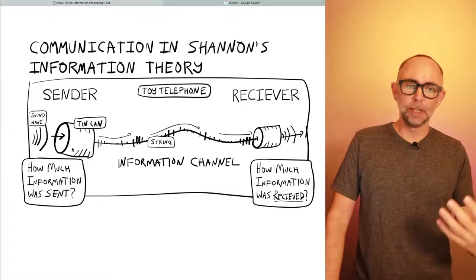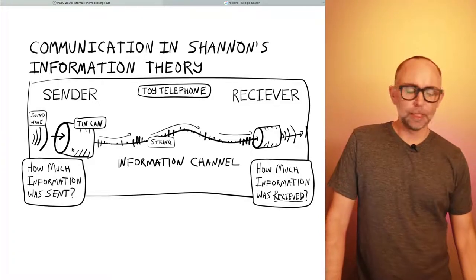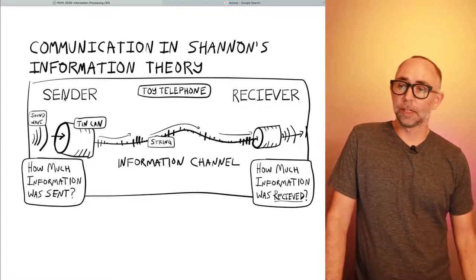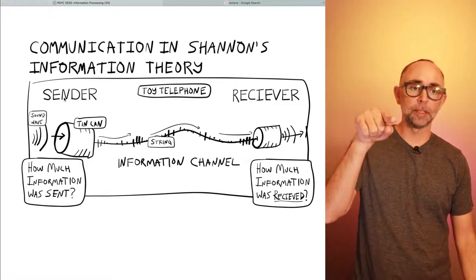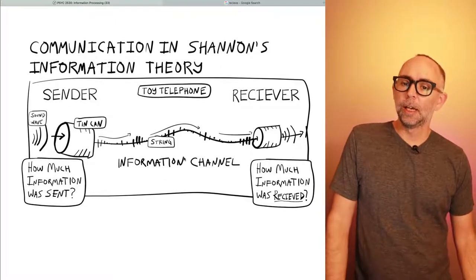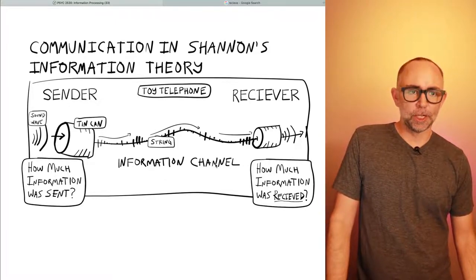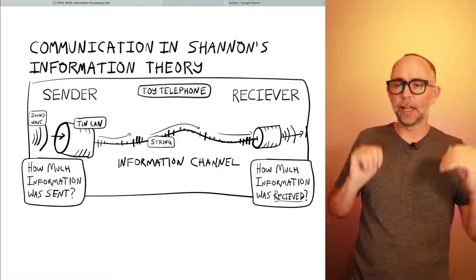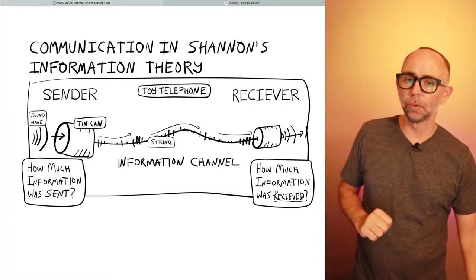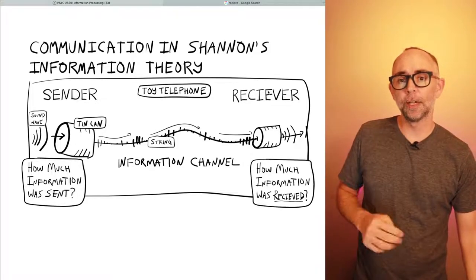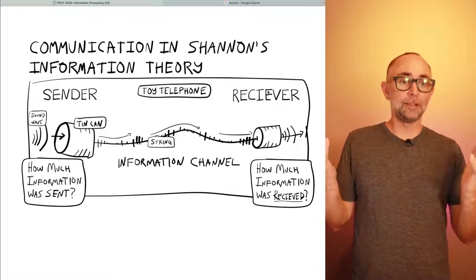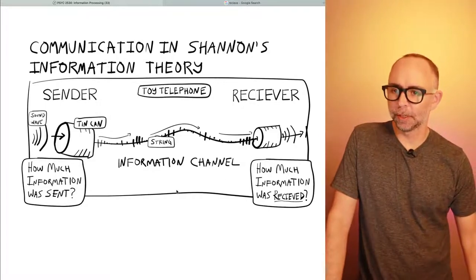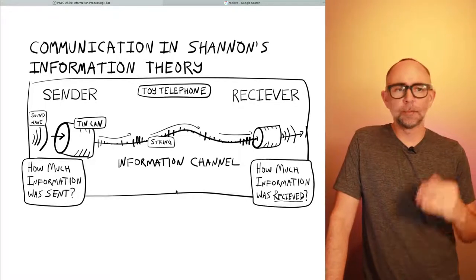So this is a simple system, and it involves some general parts, like a sender, someone sending a message on the one end, and we have an information channel. This is the medium that carries that message across to the receiver at the other end, who gets the message, hopefully.